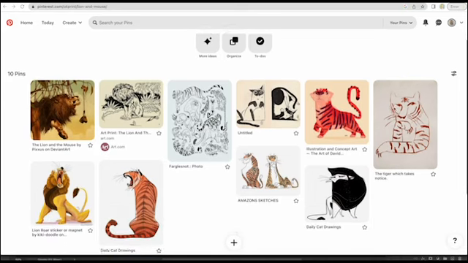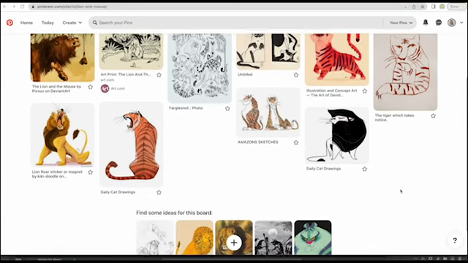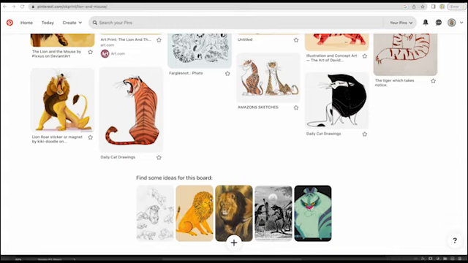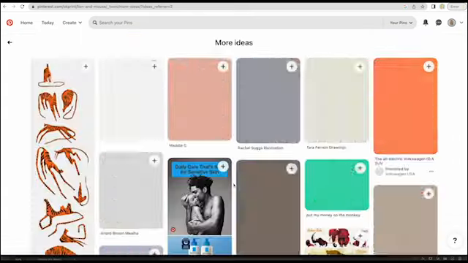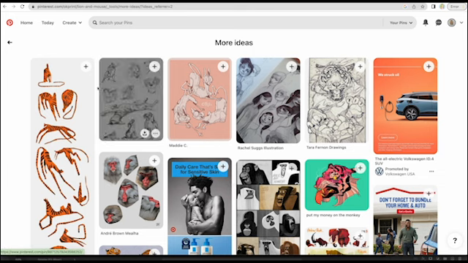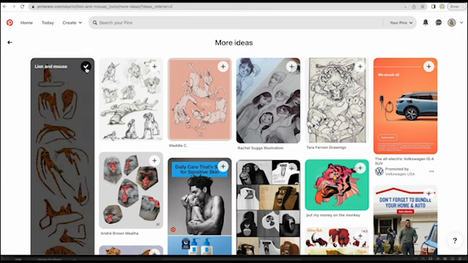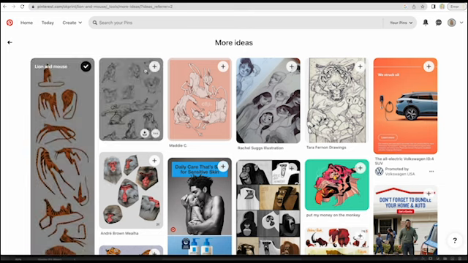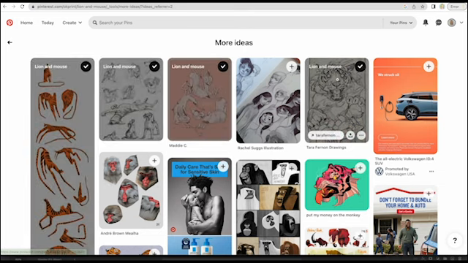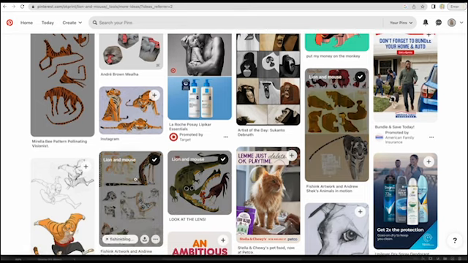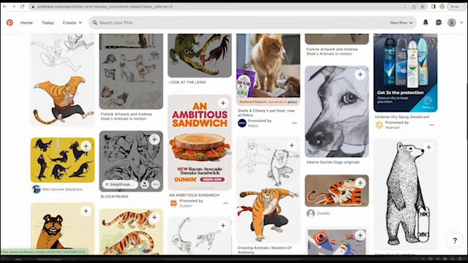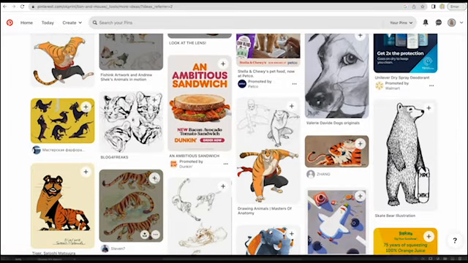Here is my Pinterest board, which ironically has a lot of tigers instead of lions. Oh, we're going to add some more ideas. Oh, and there's more tigers. More tigers. Okay, so I'm going to link to that. You guys can share some thoughts with me if you'd like to. More tigers. All right, this is turning into the tiger board.